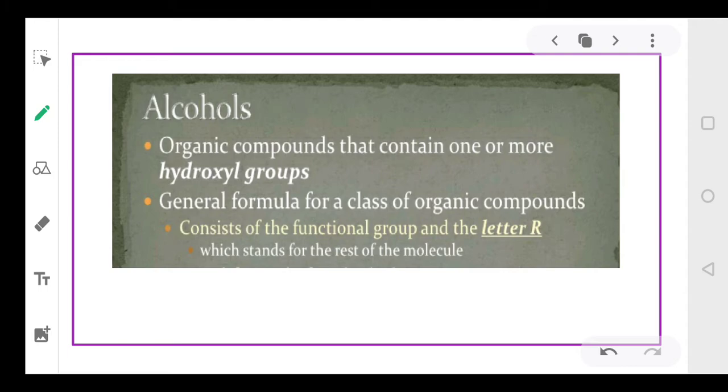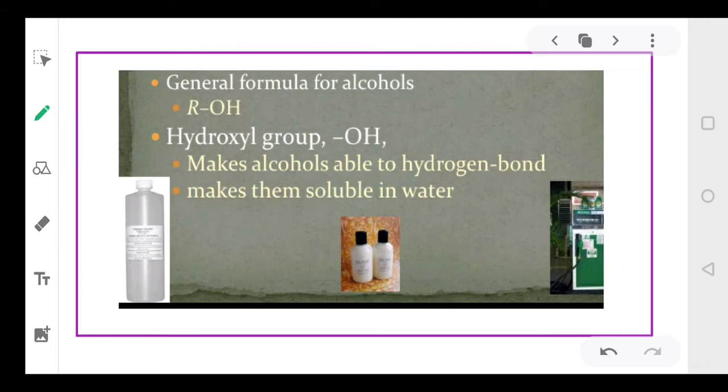Now coming to the next functional group, which is called alcohols. Okay, dear students, these are the organic compounds that contain one or more hydroxyl groups. The general formula for this class of organic compounds consists of an R word. We can represent it as ROH. This is the general formula. So the general formula for alcohol is ROH. This OH is the functional group which is called the hydroxyl group. इसका जो functional group है ये OH होता है, right?